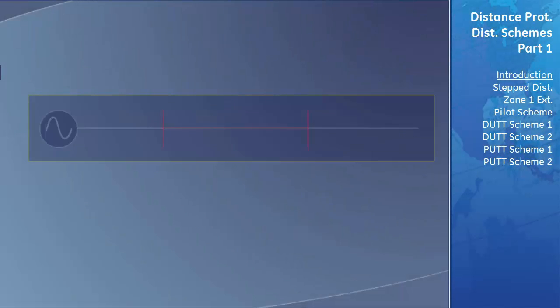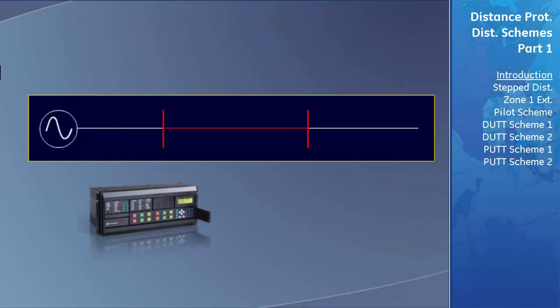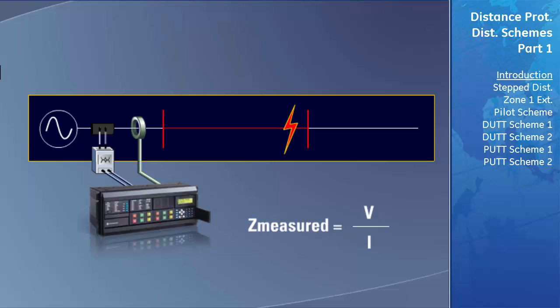A distance protection relay is used to detect and clear faults that occur on a transmission line. It performs this type of protection by measuring the currents and voltages, and using this, calculates the impedance of the line. If the measured impedance is less than the known impedance of the line, this indicates the line is now shorter than expected, indicating it is faulted.